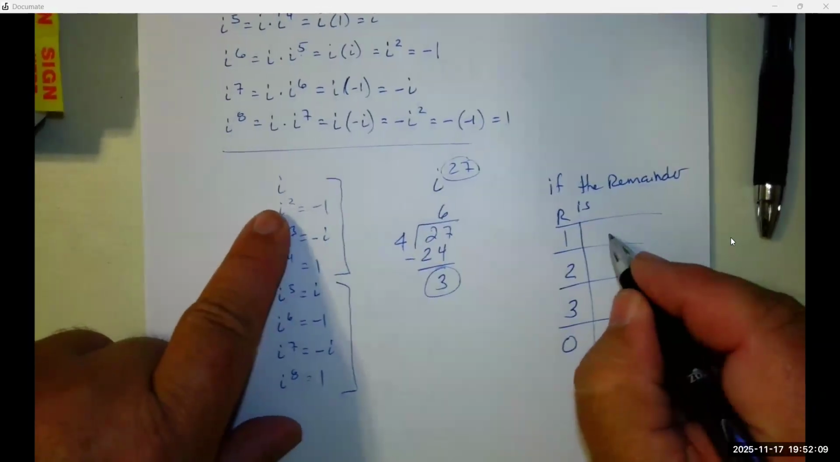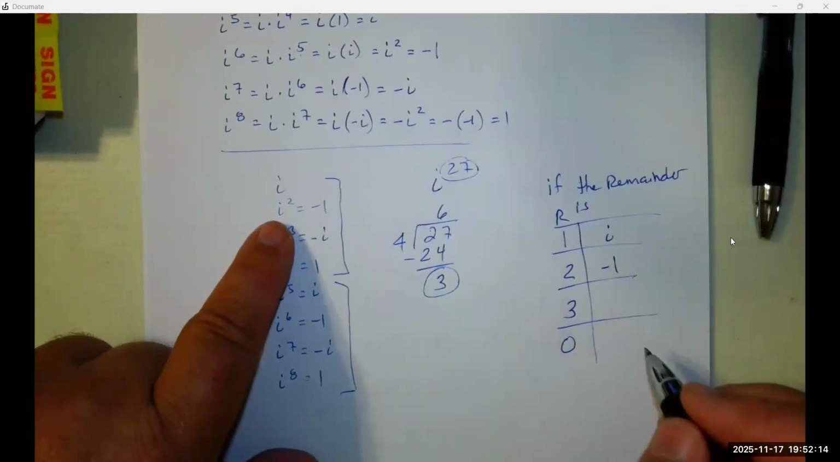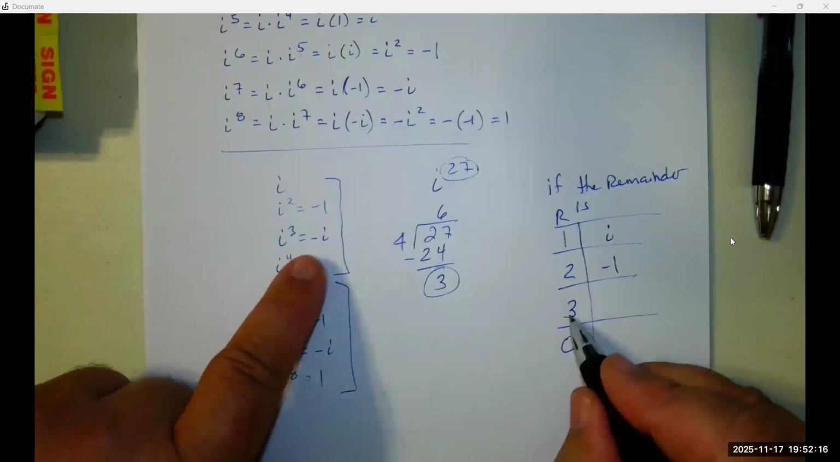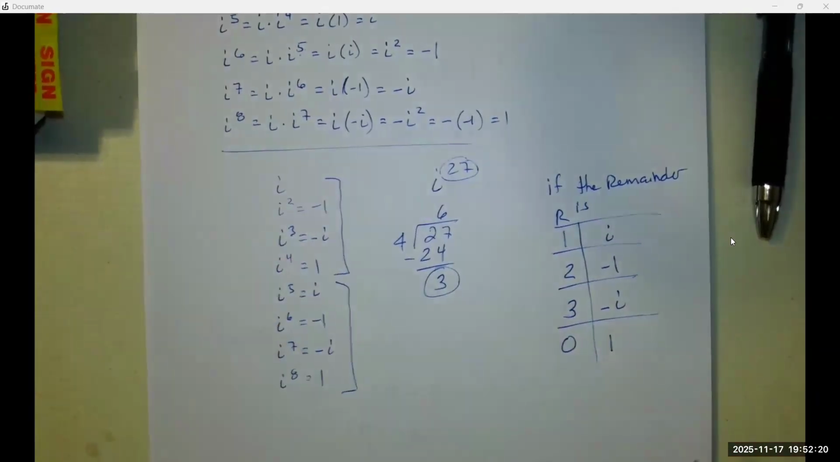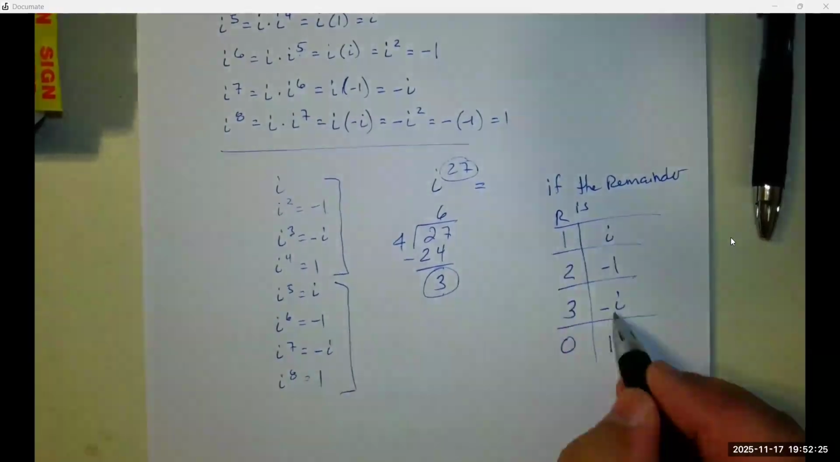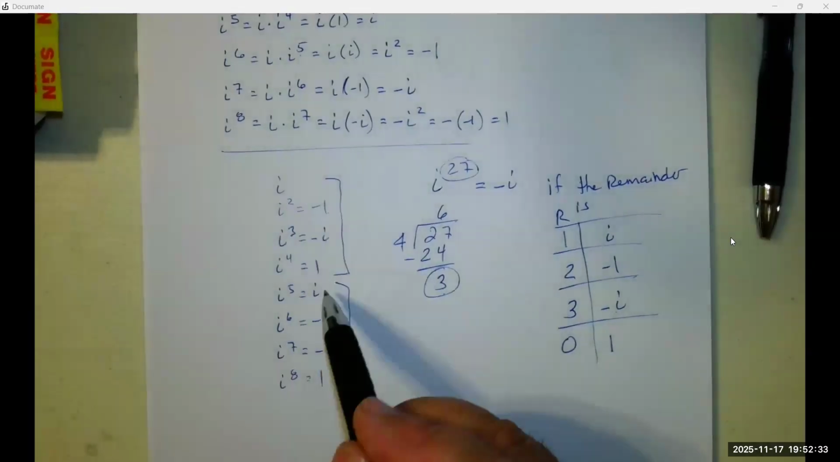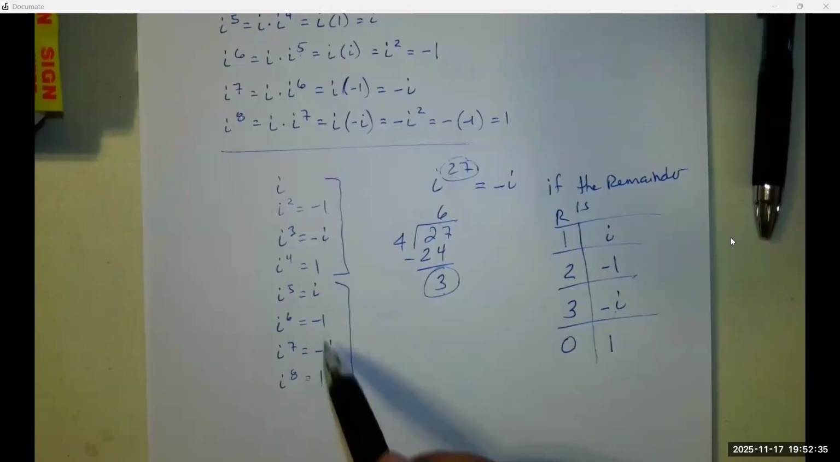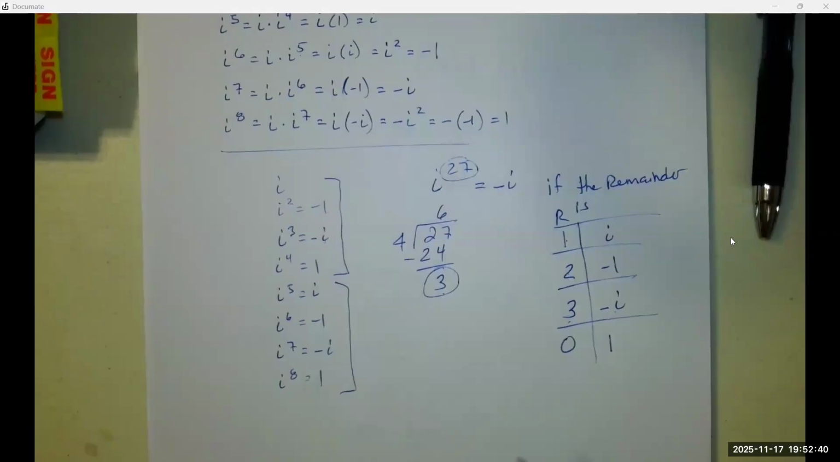If it's 1, it's i. If it's 2, it's -1. If it's 3, it's -i. And if it's 0, it's 1. Since our remainder is 3, this answer is the same thing as -i. So we just have to remember how they repeat themselves. i, 1, i, 1, middle two are negative. 1, 2, 3, 0. Those are remainders.